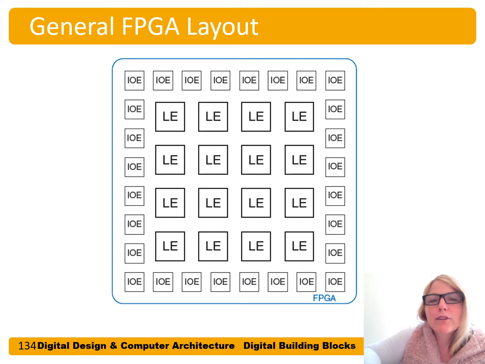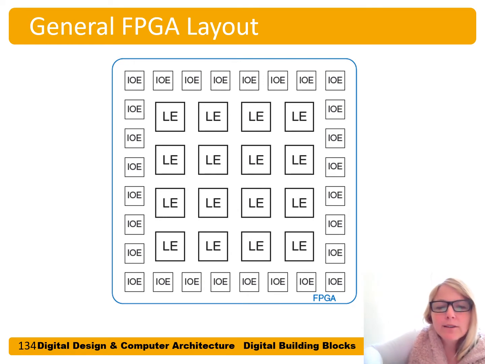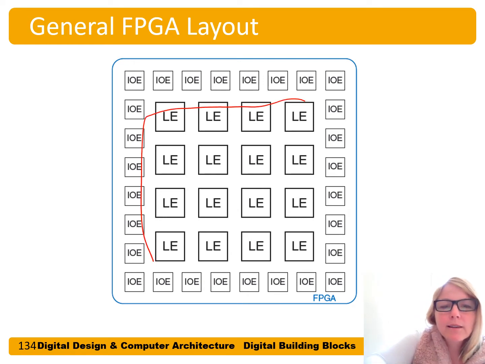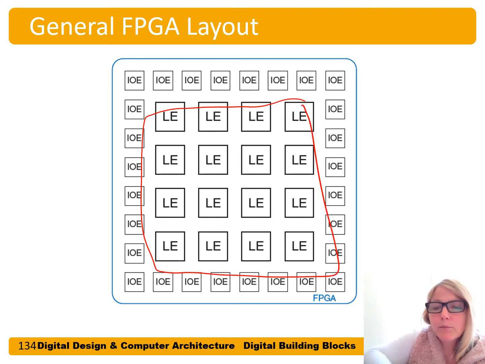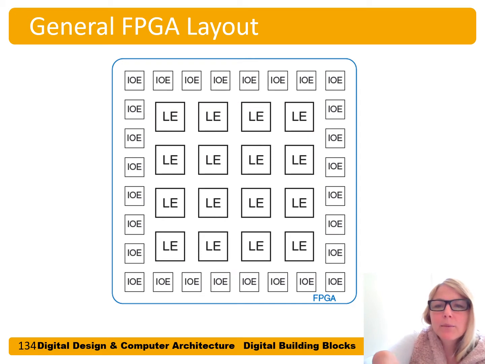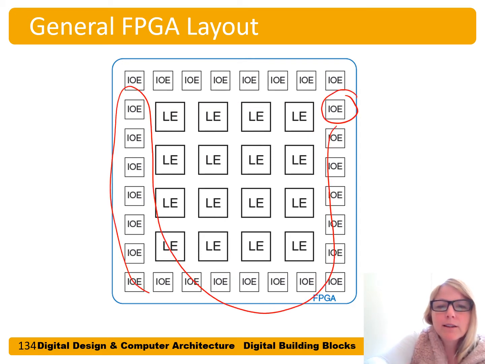Here's a picture of the general layout of an FPGA. You can see that we have our logic elements performing both combinational and sequential logic in the middle of the chip, and then we have our input-output elements, or IOEs, on the outside of the chip to interface with the outside world.